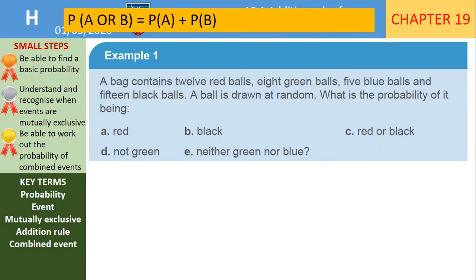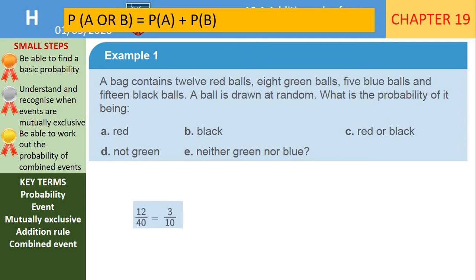So let's have a look at an example. A bag contains 12 red balls, 8 green balls, 5 blue balls and 15 black balls. A ball is drawn at random. What is the probability of it being A red, B black, C red or black, D not green, E neither green nor blue? If you want to pause and have a go before I reveal the answers.